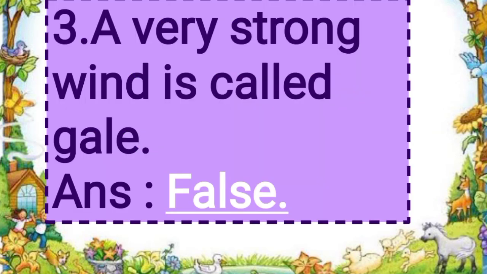Now next, very strong wind is called gale. So the question is, a very strong wind is called gale. So answer is false, means the following statement, a very strong wind is called gale, is false, because a very strong wind is called storm.